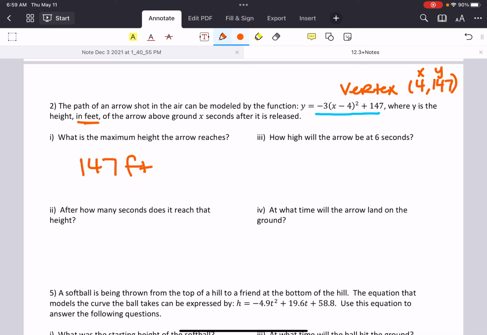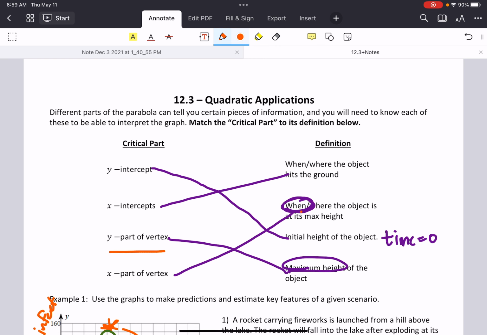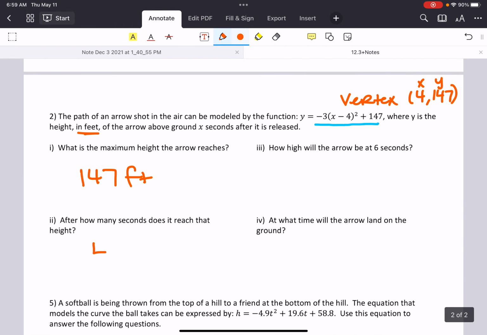The second question says, after how many seconds does it reach that height? Well, I've already got the x part of my vertex, which is when or where the object is at its max height. It's 4 seconds. How high will the arrow be after 6 seconds?